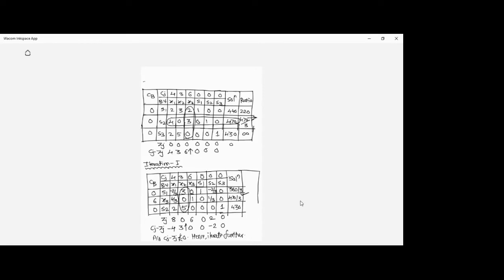Then we'll have to frame another column which will denote the ratio, right? So the ratio here will be 380 by 3 divided by 3, so it will be 380 by 9. Then 470 by 3 divided by 0. Anything divided by 0 is infinity, so we are going to write it as infinity. And lastly it is 430 divided by 5, which will be equal to 86, right? So this is the case that we have got. Amongst this, which is the lower value? How much is 380 by 9?